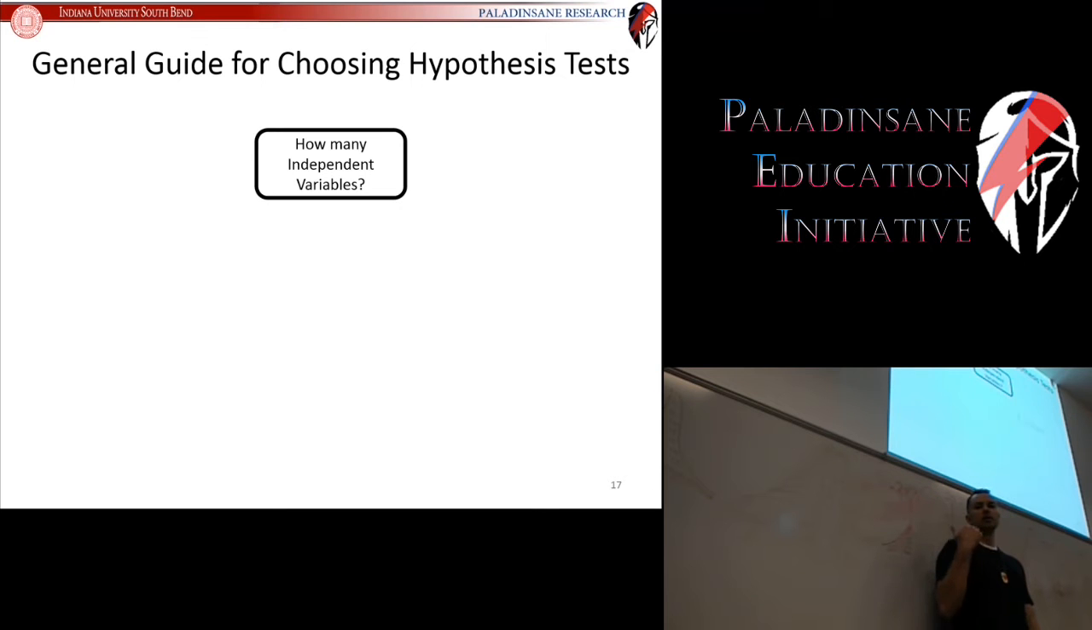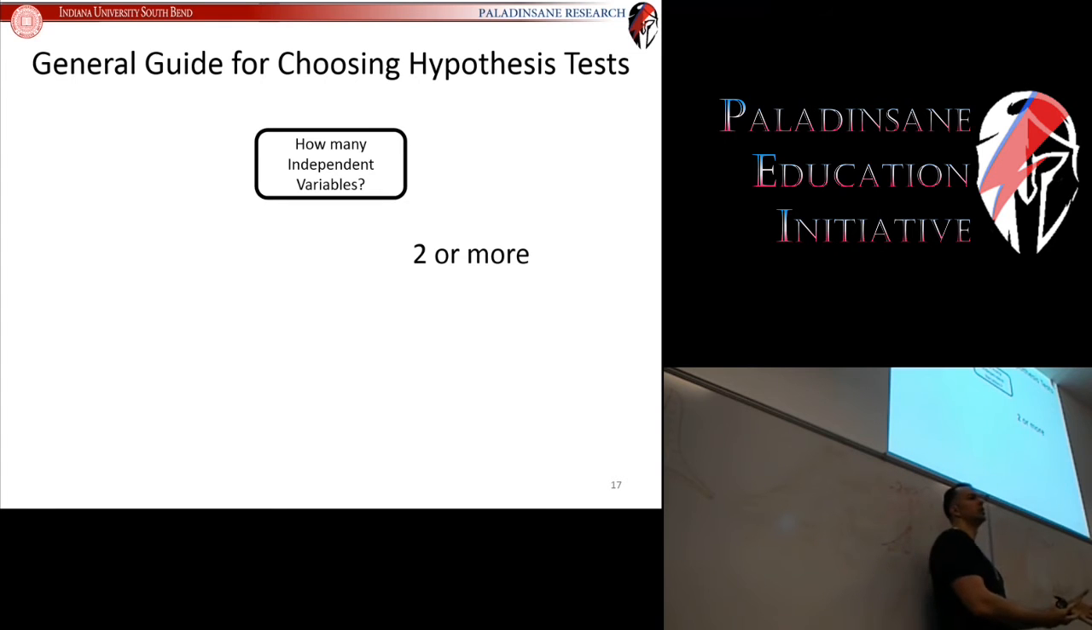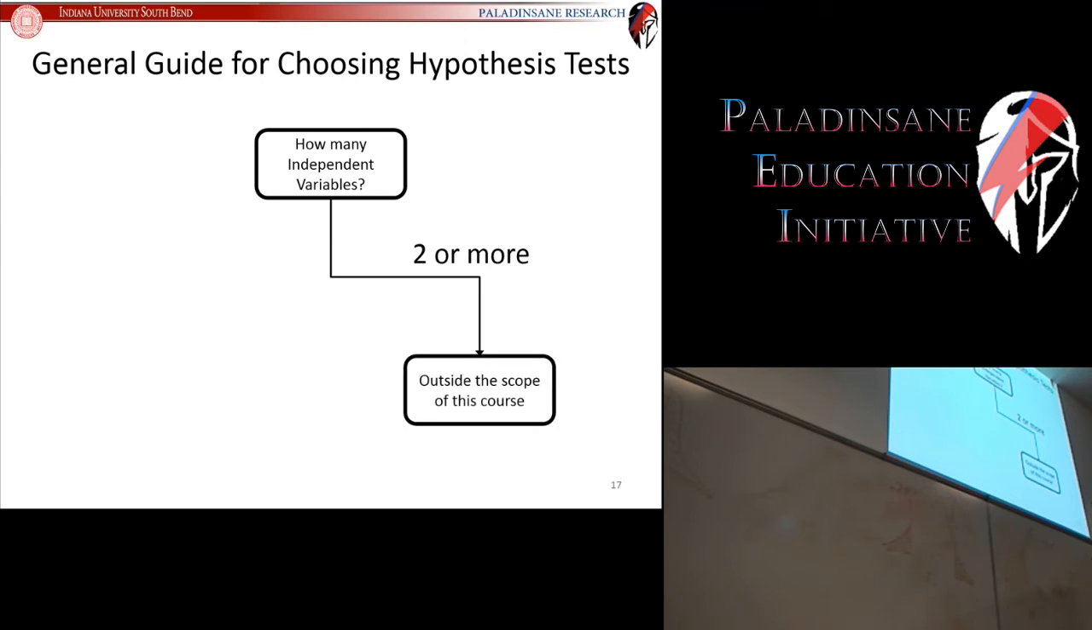I'm illustrating this because it does go a little bit beyond the scope of the course, but it's key to know whether you have 2 or more independent variables, 2 or more causes that you are manipulating and testing, or do you just have 1? If you have 2 or more, that is outside the scope of this course.